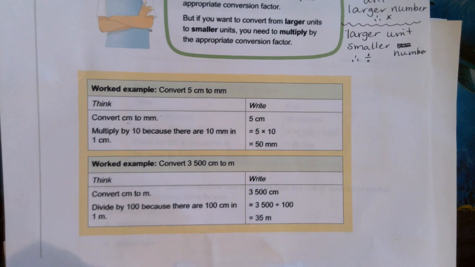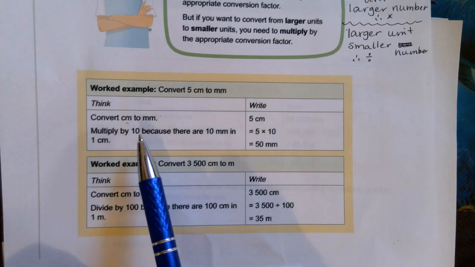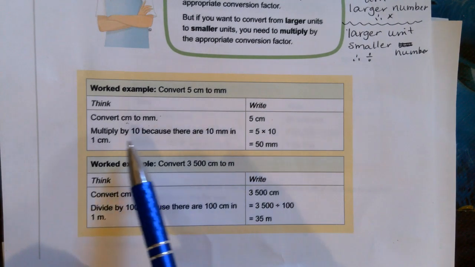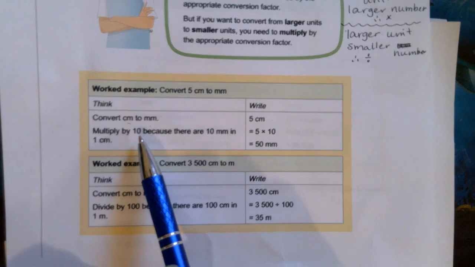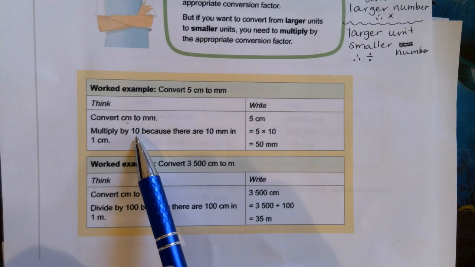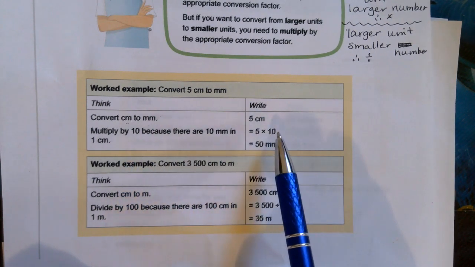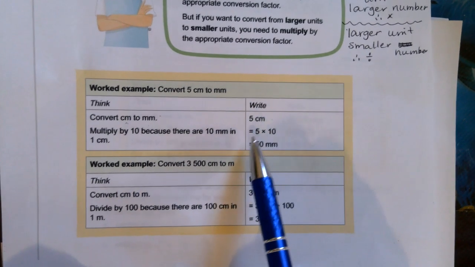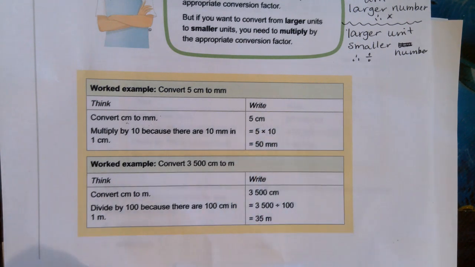As I said, you're going to a smaller unit. Millimetres are smaller than centimetres. You would need a bigger number, and to get a bigger number you need to multiply. The conversion factor, refer back to your diagram, is that there are 10 millimetres in a centimetre, and then you would do the sum. So you write down your 5 centimetres, it's equal to 5 times 10, making it 50 millimetres.